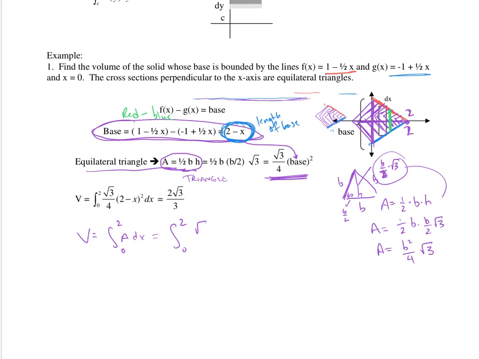So we're going to say the area is root 3 over 4. Again, this is where I'm getting it from. Times this base length, which we said was 2 minus x squared dx. And I go ahead and integrate this, and I'll get to root 3 over 3.